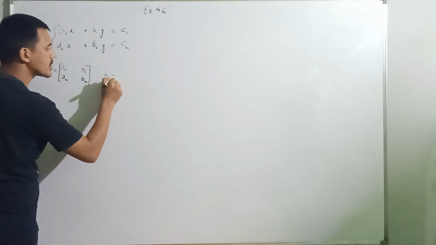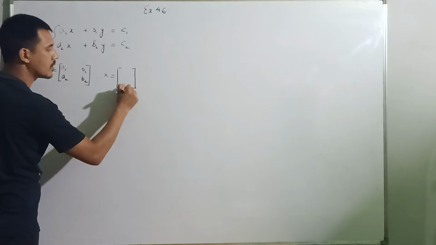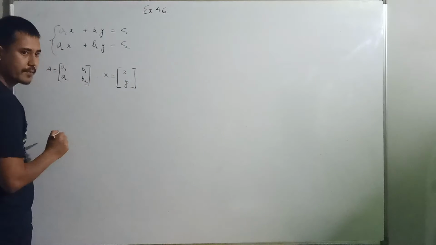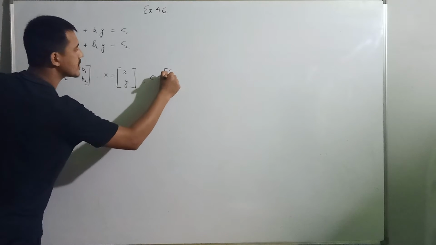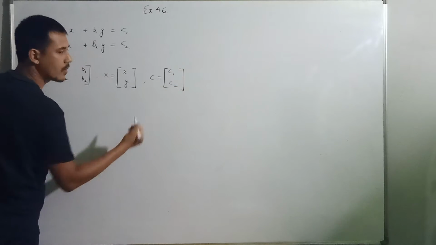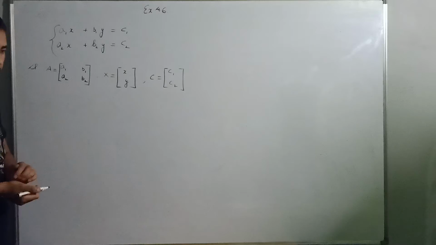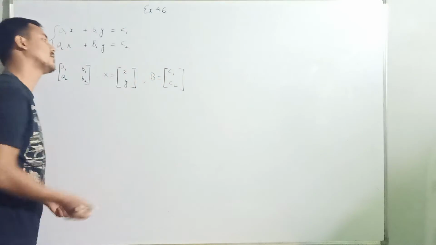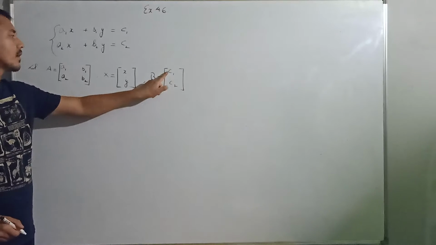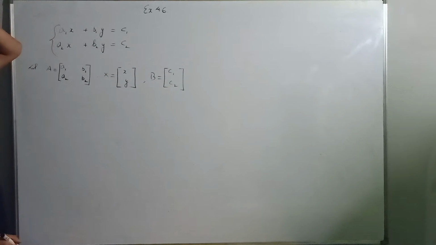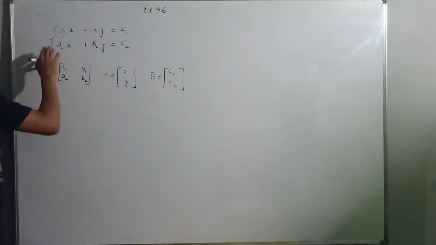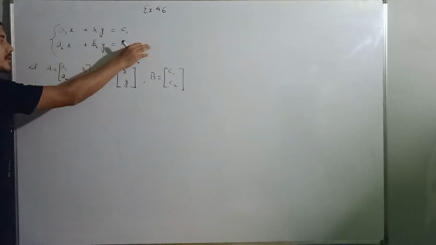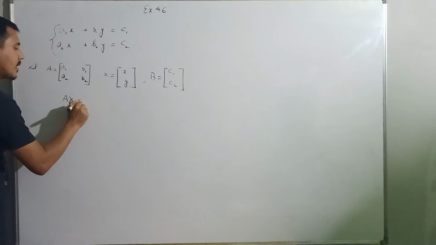Let your matrix X be your column matrix containing the variables x and y, and let C be the matrix consisting of the constant terms c1 and c2 as a column matrix. Or we can take this as B. Let B be the column matrix consisting of the constant terms from the given equations. Then we can rewrite this system of equations in this form: AX is equal to B.